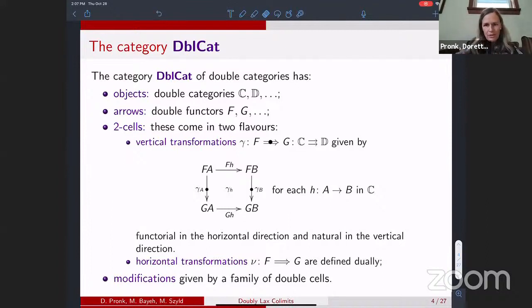So not just horizontal arrows, vertical arrows, but double cells. The double cells are indexed by the objects of the domain double category. And so in particular, we see here that the hom between two double categories is itself a double category.